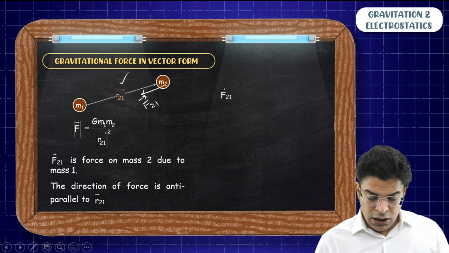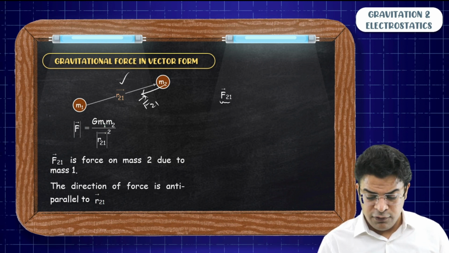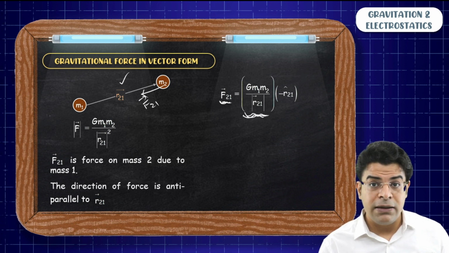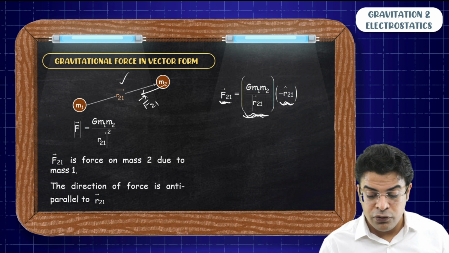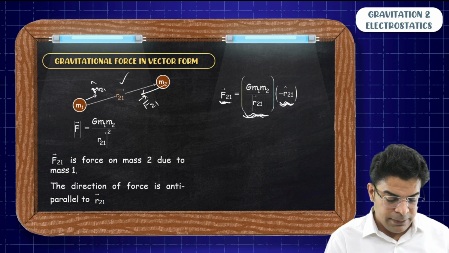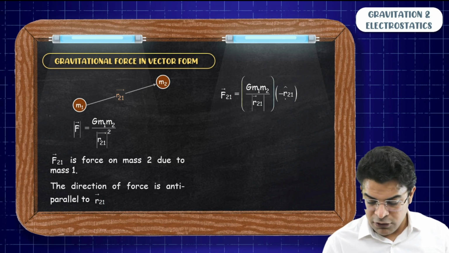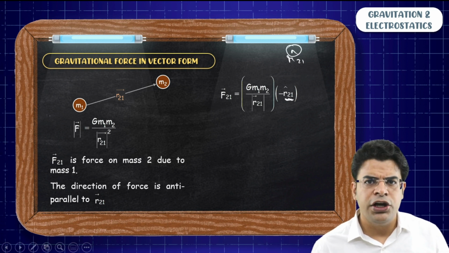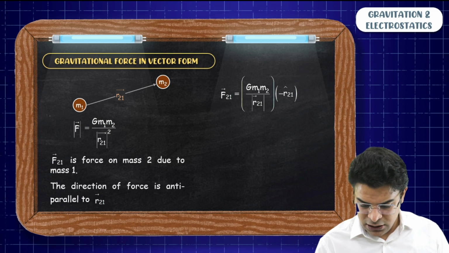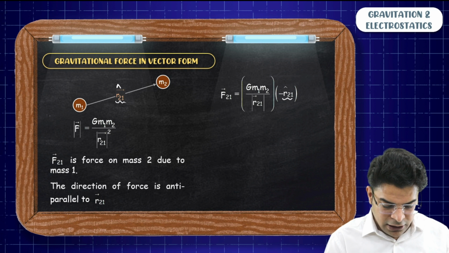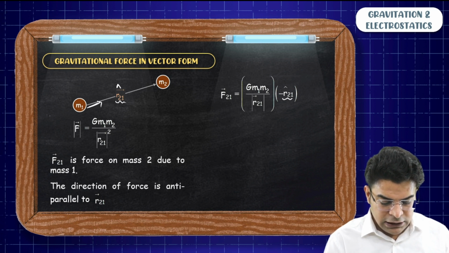The direction of force applied by mass 1 on mass 2 is anti-parallel to the position vector of 2 with respect to 1. Now you will write the force in vector form as the force on 2 due to 1 equals the magnitude of force multiplied by the negative of the unit vector in the direction of 2 to 1. Sir, I am not getting it. Keep calm. Listen here carefully. What is this? Sir, this is R21 cap. What does the cap represent? A unit vector. In which direction? Sir, R21 is the position of 2 with respect to 1. A unit vector here represents a vector of magnitude 1 in the direction of R21, right?